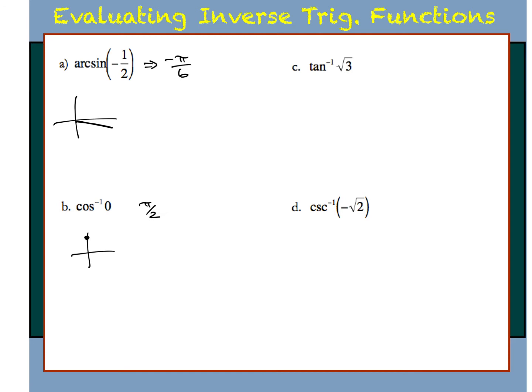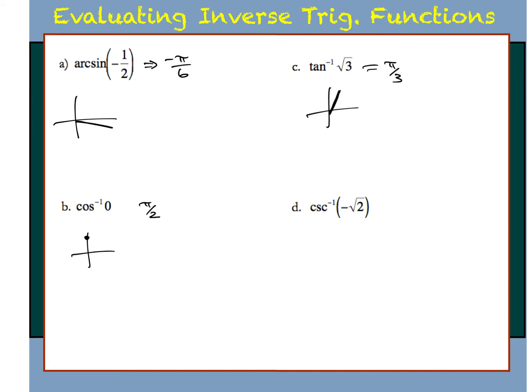All right, let's look at part C. So now we have arc tangent of square root 3. So when does tangent equal square root 3? I'd think about this as square root 3 over 2 over 1/2 if I were you. How do you think of tangent? It's sine over cosine. So when does this happen? At pi over 3. All right.